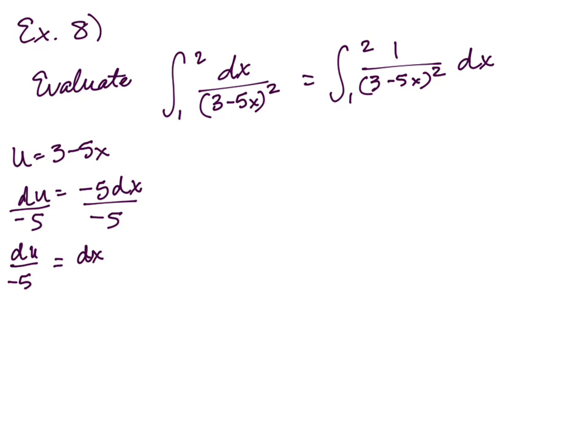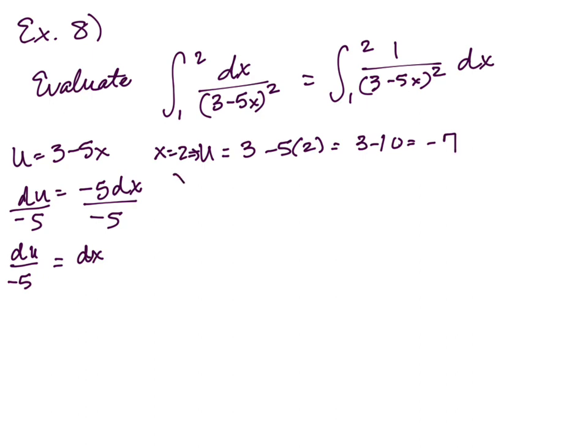We'll hold that for a minute. A whole new world, every time. Don't you dare close your eyes. So if x is 2, then u equals 3 minus 5 times 2, or 3 minus 10, negative 7.